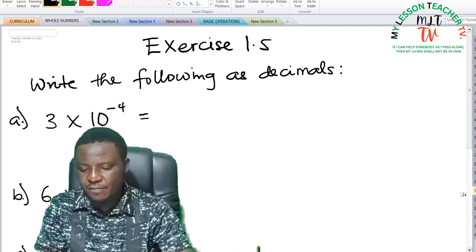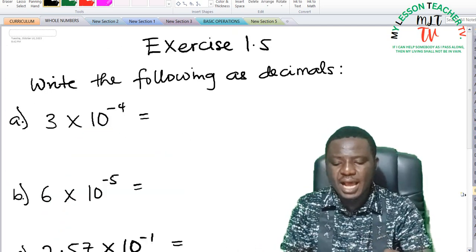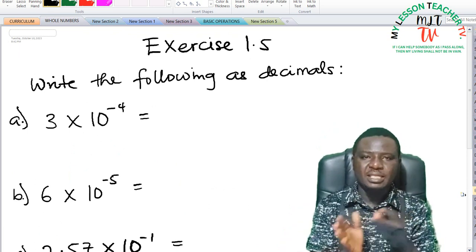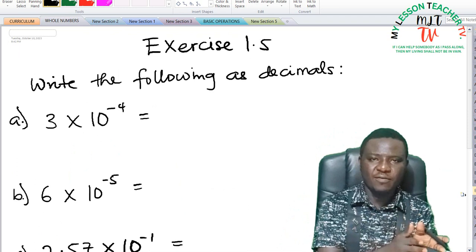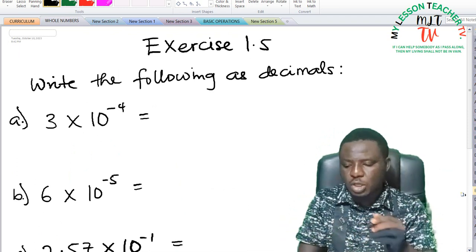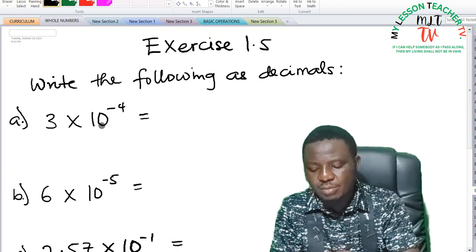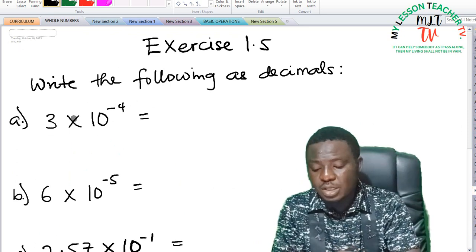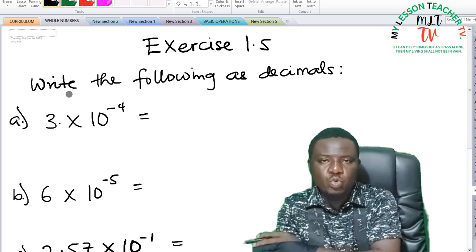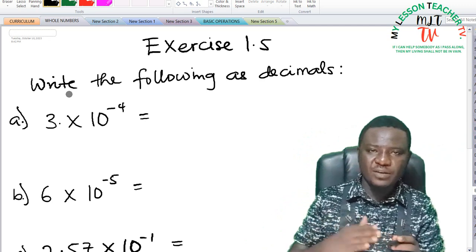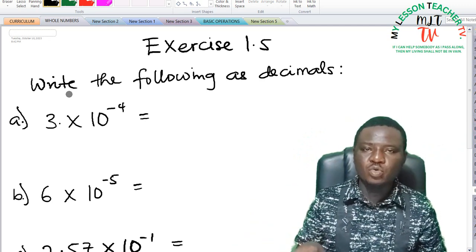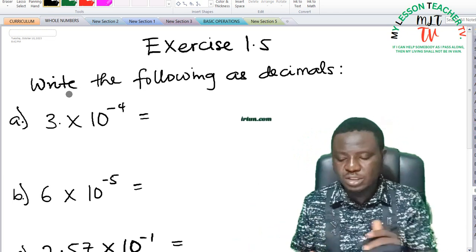Exercise 1.5: we should write the following as decimals. Now we have seen how to express decimal numbers in standard form. Now we are going to convert back from standard form to decimal. So 3 times 10 raised to the power of 7 can be said to be move the decimal point 4 times to the left. And moving it 4 times to the left, since we have one digit in front of it, is going to have 3 other zeros before the 4th digit.